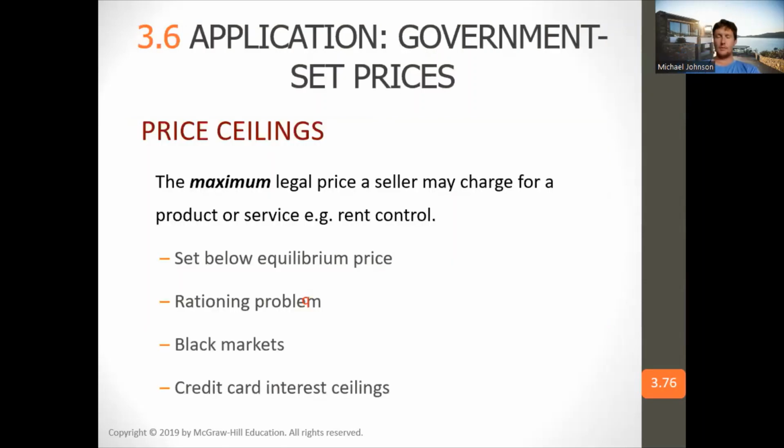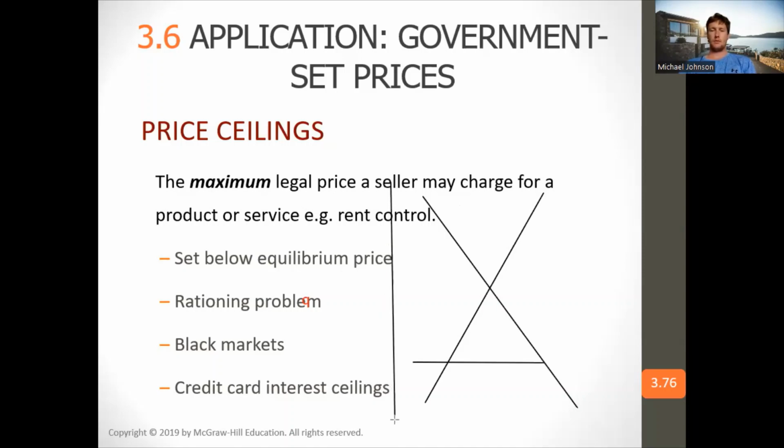So a price ceiling is the maximum legal price a seller may charge for a product or service, like rent control. For example, rent control causes a shortage in the market, but it makes it cheaper for people to rent. It's like this, basically. It sets a legal maximum in the market. So this would be rent control here.